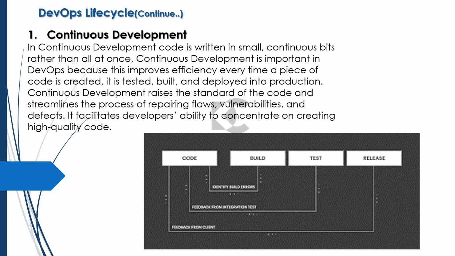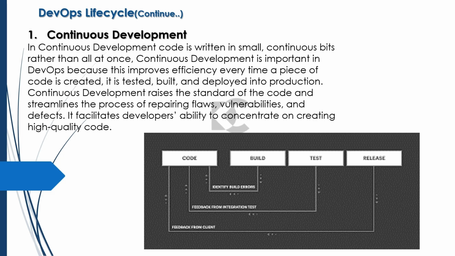So in continuous development, the code is written in small continuous bits rather than all at once like the traditional method, right? In the traditional method we write all the code at once and then move it to the next phase, right? But here it is not. Whatever priority of the code is required first, we write it by planning it. So up till this phase, the continuous development phase, the planning is done: which code should be developed first and which next. Now the development team is ready to write the code.